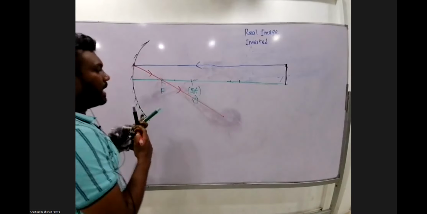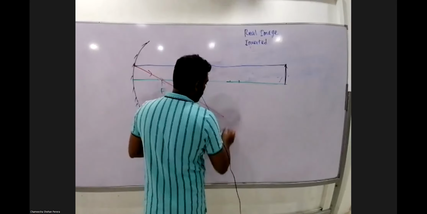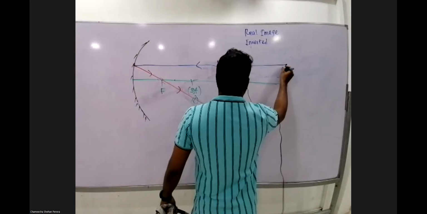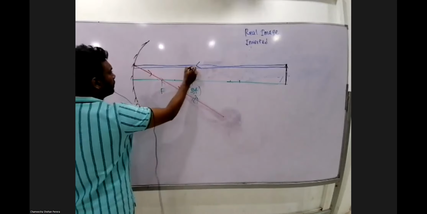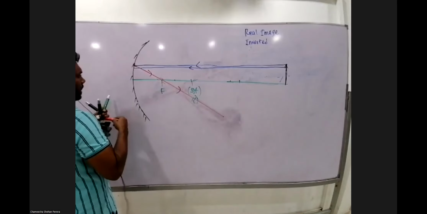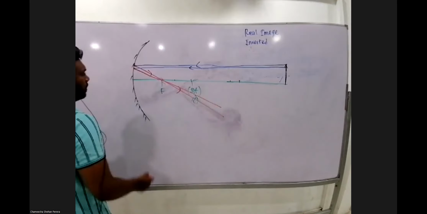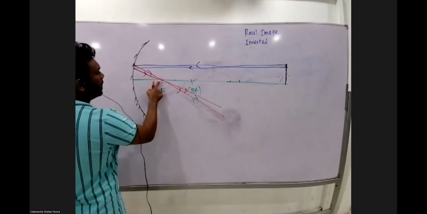Right? The second light ray is from the top of the object. From the top of the object, this light ray also comes to the concave mirror surface parallel to the principal axis, and that light ray also would get reflected through the focal point. And this is the place where the image is formed.